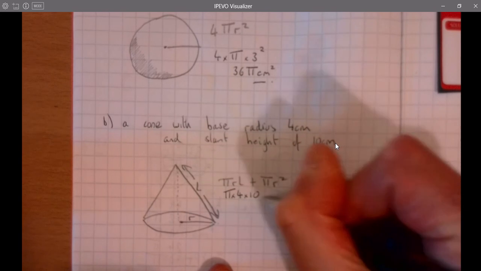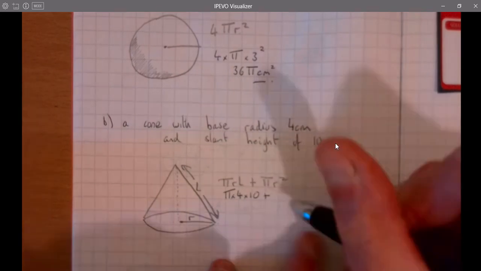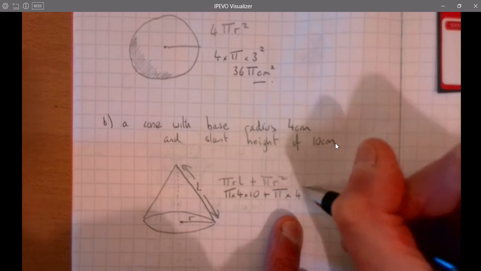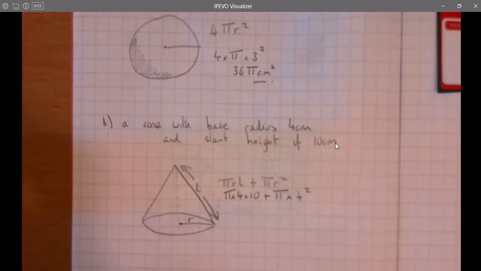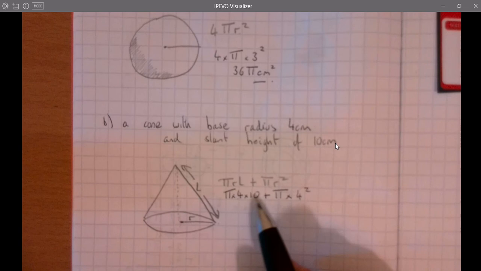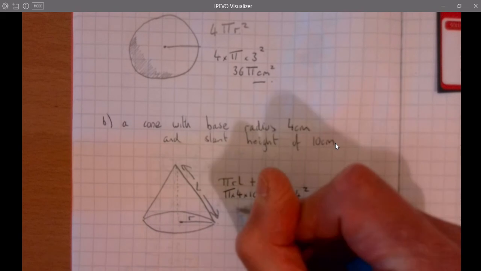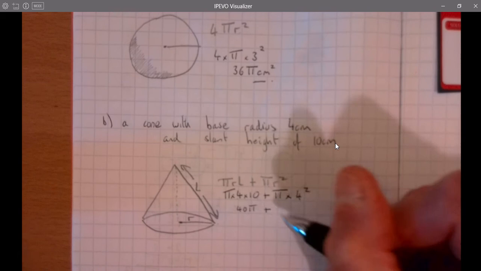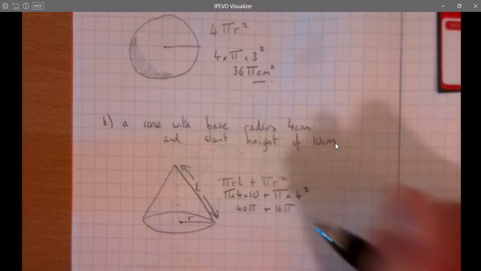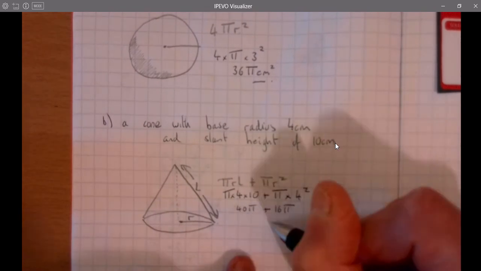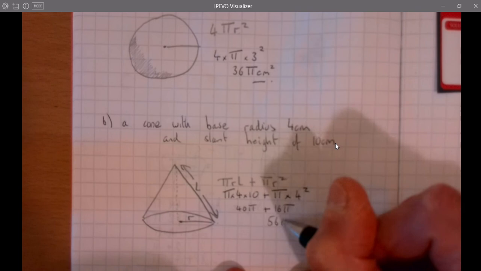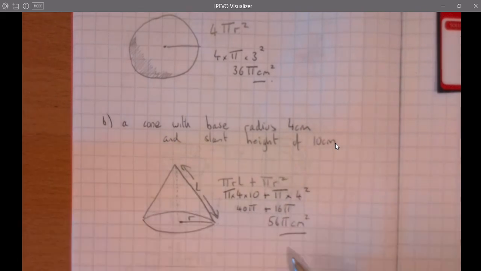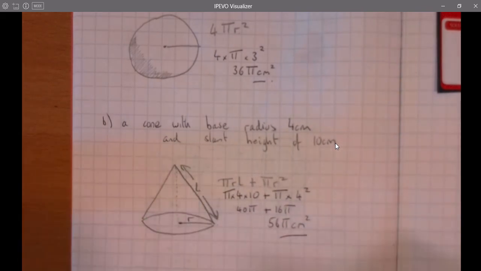Don't try and work it all out straight away, because there's a good chance that you'll make a mistake. It's much easier to do it one thing at a time. 4 times 10, 40. So I've got 40 pi plus 16 pi. Add that lot together and we end up with 56 pi, and then it's centimeters squared. So remember, that's the exact answer. If we want it as a decimal, work it out as a decimal.